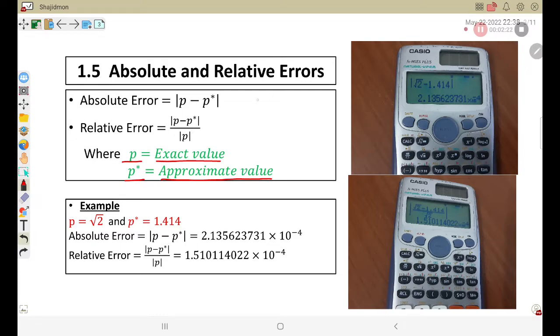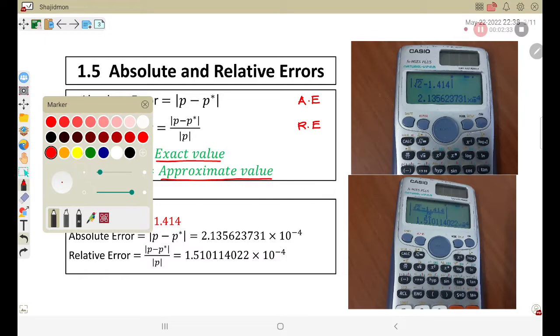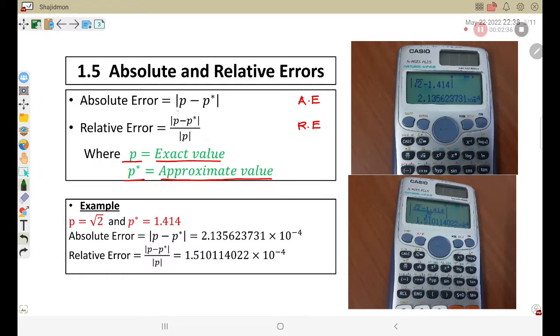For absolute error we can use the short notation AE, and for relative error the short notation RE. One important thing to mention: the absolute error rule is absolute of P minus P star. If you write absolute of P star minus P, the answer will be the same, because of the absolute symbol the number does not change. So you can use either P minus P star or P star minus P.